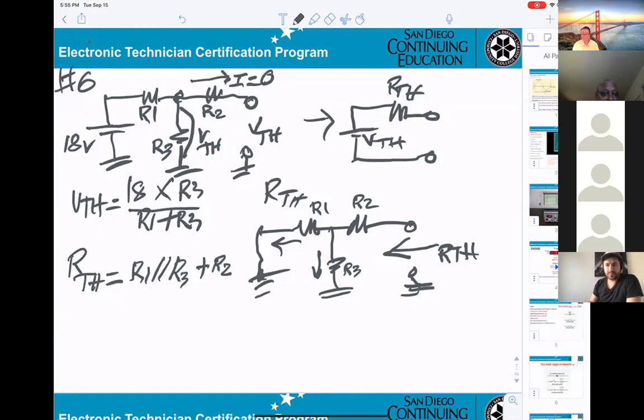I was wondering, Mr. Pham, if some people understood what those lines mean. That means parallel, right?